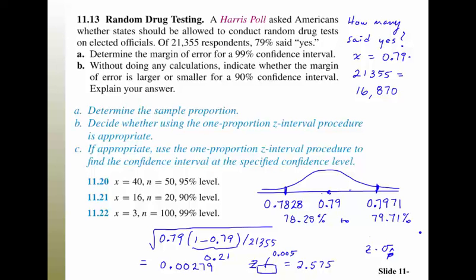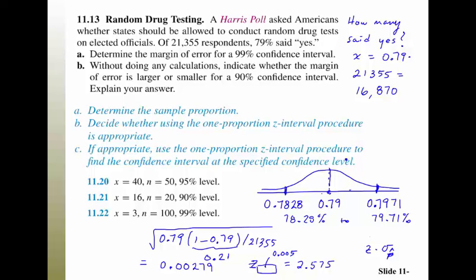Does it make sense? So we can be 99% sure that between 78.28% and 79.71% of all people agree that states should be allowed to conduct random drug tests. Okay, what's the margin of error? So it's not about a formula, it's about a principle, right? It's about an idea. What is the margin of error? What does it mean? Remember?